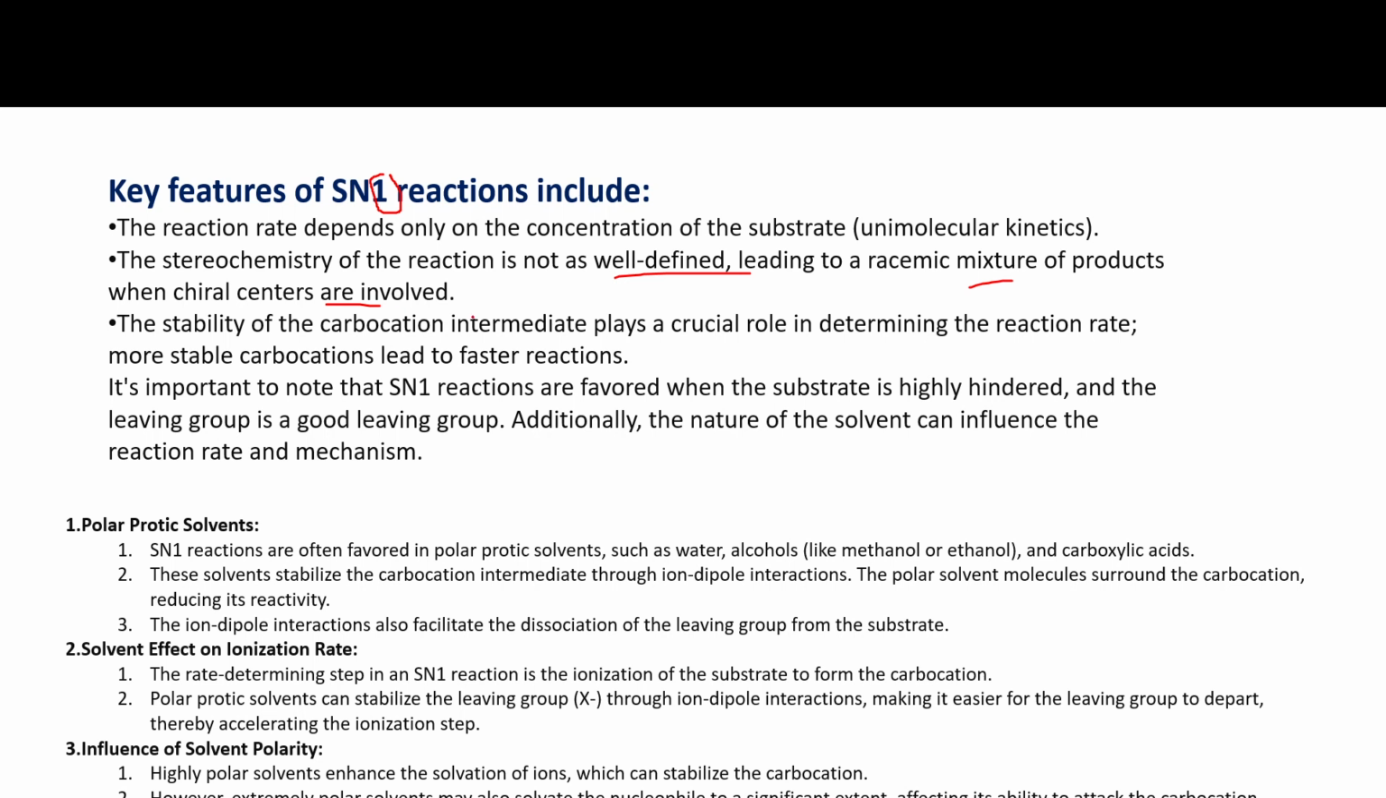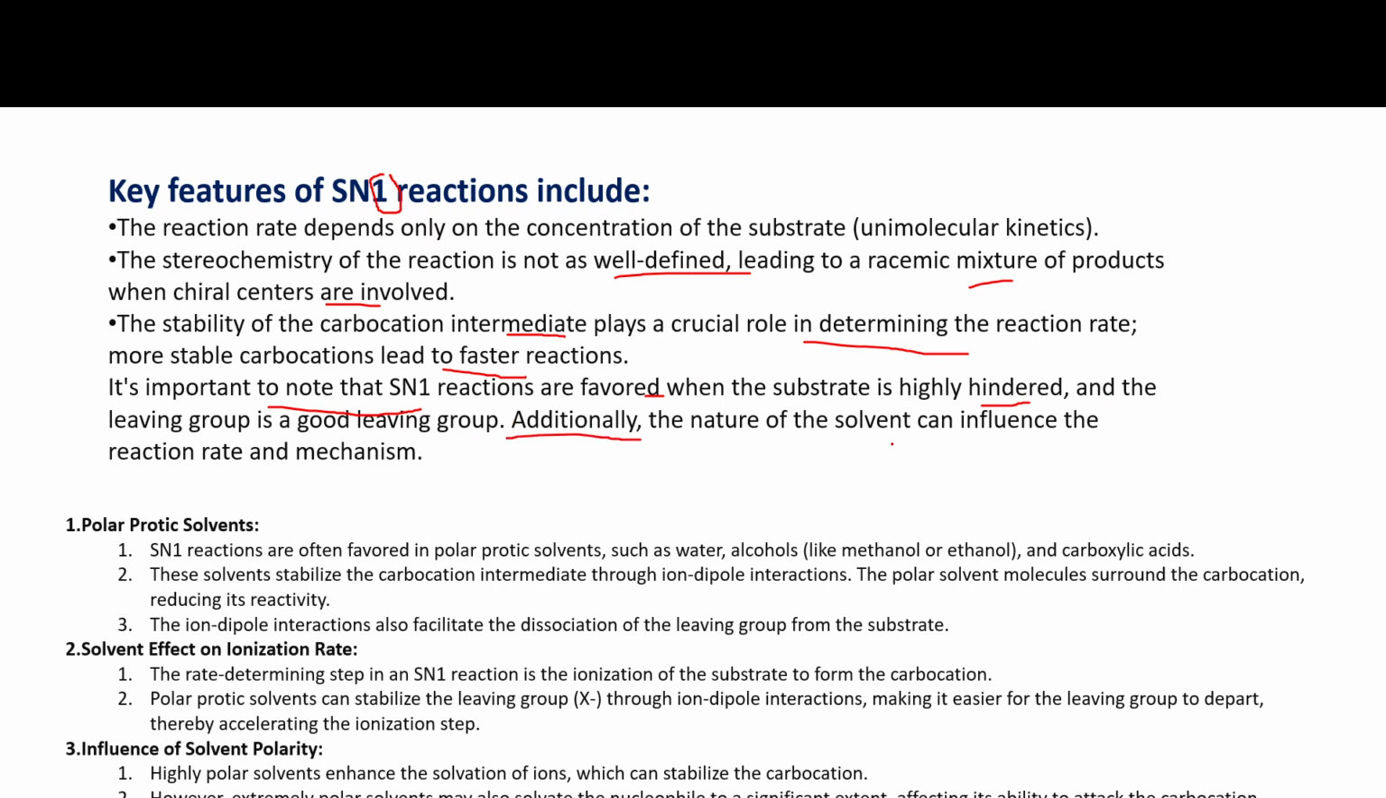The stability of the carbocation intermediate plays a crucial role in determining the reaction rate. More stable carbocations lead to faster reactions. It's important to note that SN1 reactions are favored when the substrate is highly hindered, that is, there will be some steric crowding, and how this steric crowding helps to stabilize the carbocation I will show later. And the leaving group is a good leaving group.